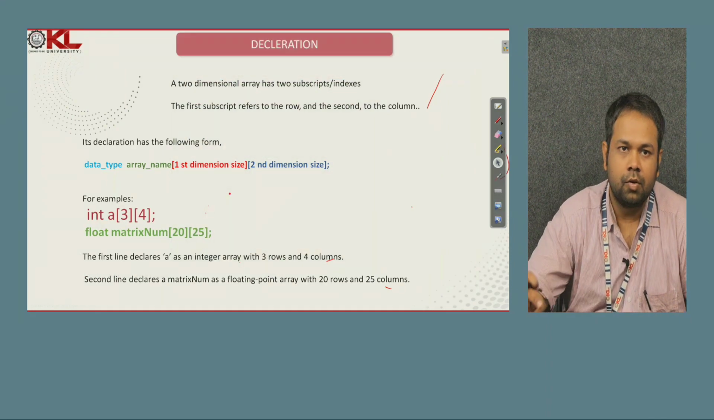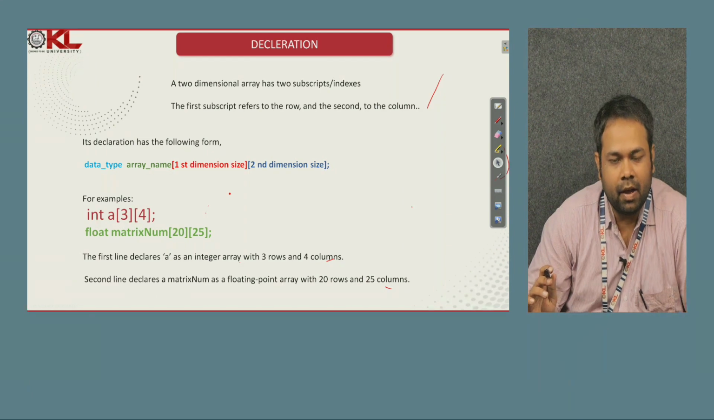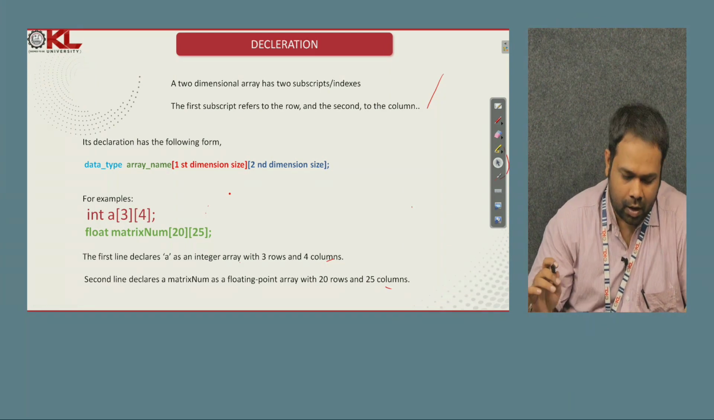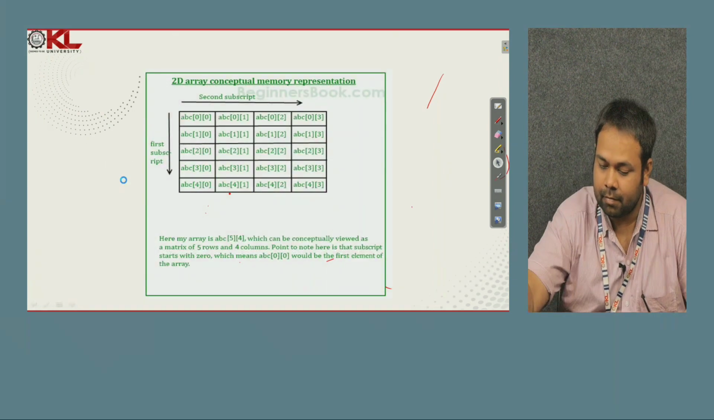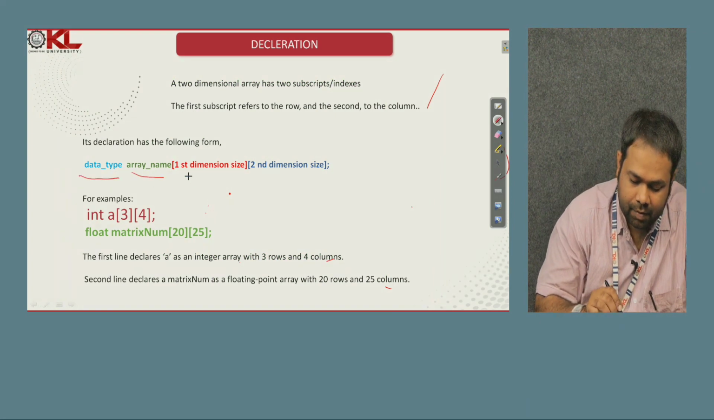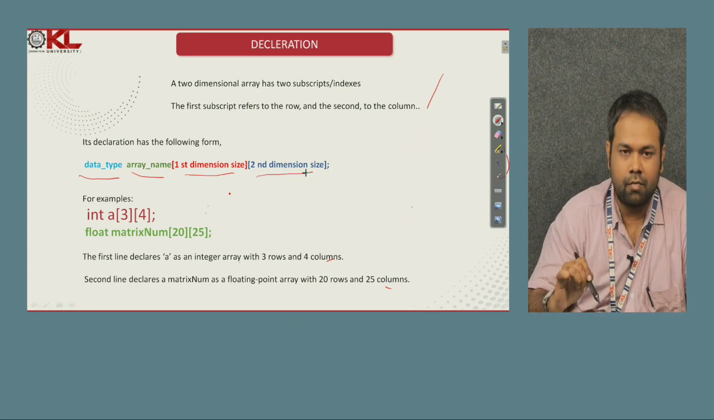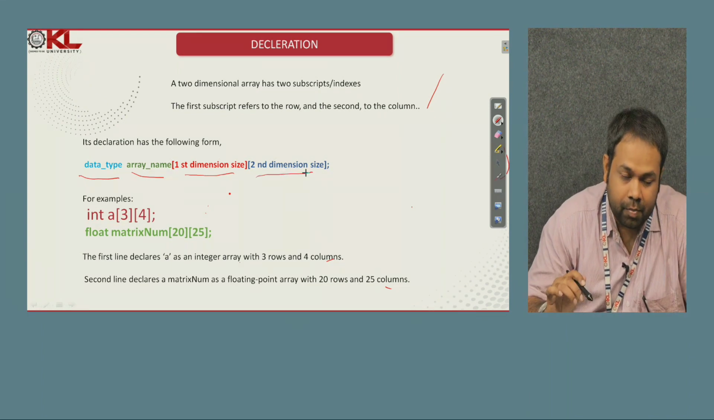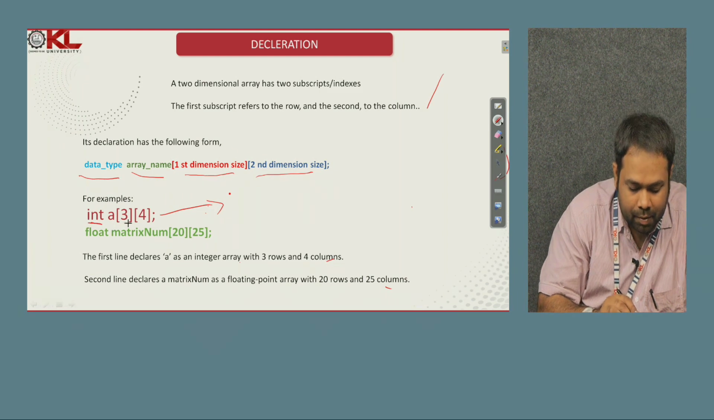Now have a look, this is how to declare a two-dimensional array. So here the data type is given, the array name is given, this is the size of the first dimension and this is the size of the second dimension. Let me elaborate my explanation. Here I have declared an example: a two-dimensional array of integer type with 3 rows and 4 columns.